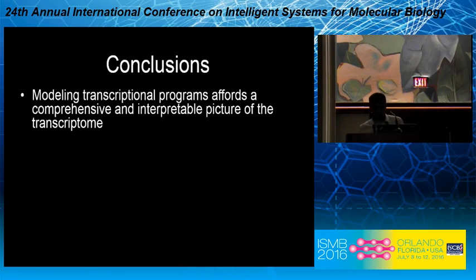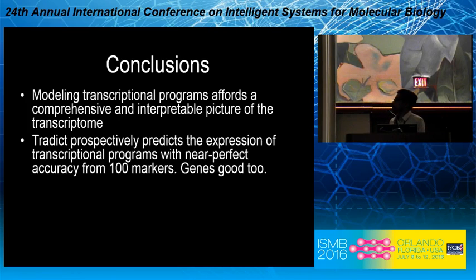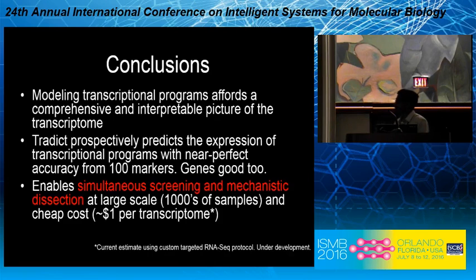And I'd just like to give you a few takeaways. The first is that I think this idea of modeling transcriptional programs or biological processes or pathways directly in a supervised manner is very powerful. It gives you a very comprehensive and interpretable picture of the transcriptome, and often when you're doing transcriptome-wide work, you're really just interested in the status of these pathways and secondarily interested in the expression of individual genes. Tradict is able to predict the expression of these transcriptional programs with very high accuracy, and it does a reasonable job with genes.